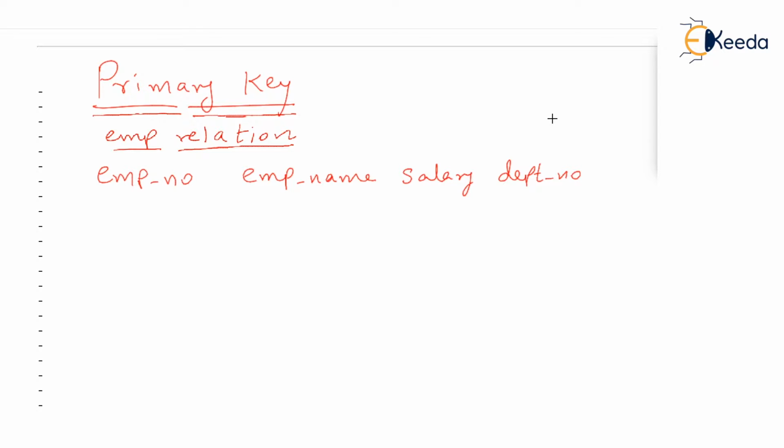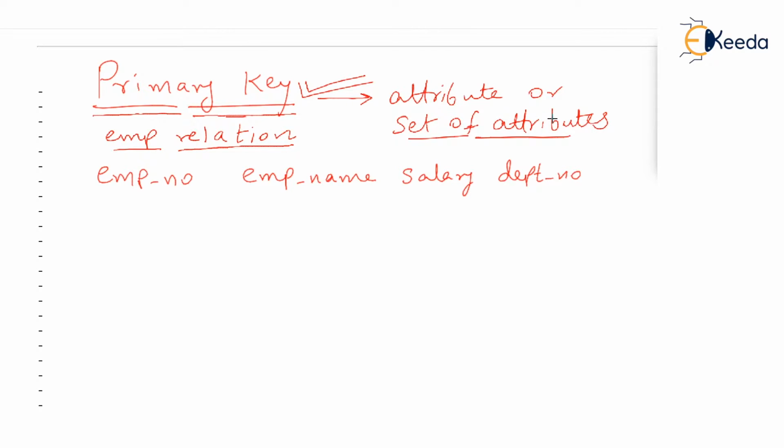Now we are learning about primary key, which is one of the attributes, one of the columns of the given relation. Basically, the definition of primary key is that it is an attribute, that is a column, or a set of attributes. So it's not necessary that the primary key must be only one column. One of the columns can be primary key, but a combination of two columns also can be primary key.